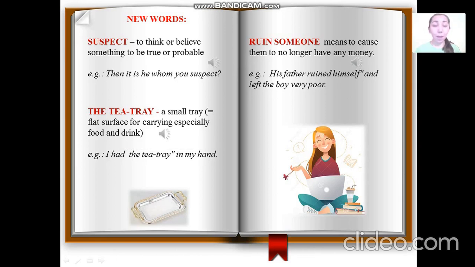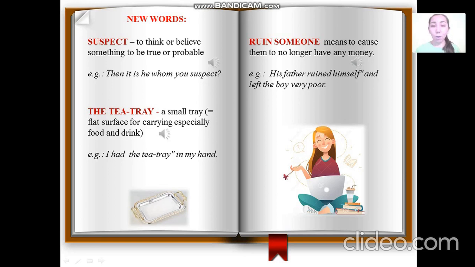Tea tray. The tea tray. As you can see from this picture, it is the tea tray. It is a small tray, a flat surface for carrying especially food and drink. And the last one is ruin someone. Ruin someone means to cause them to no longer have any money.